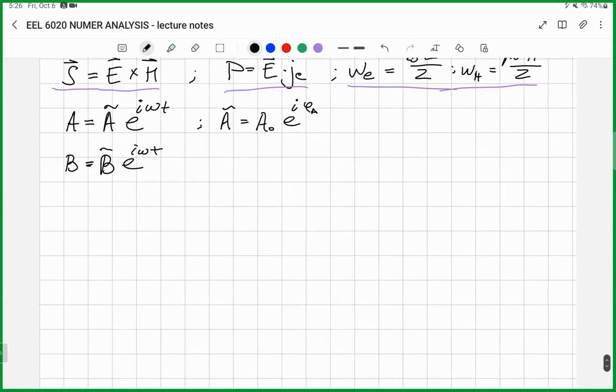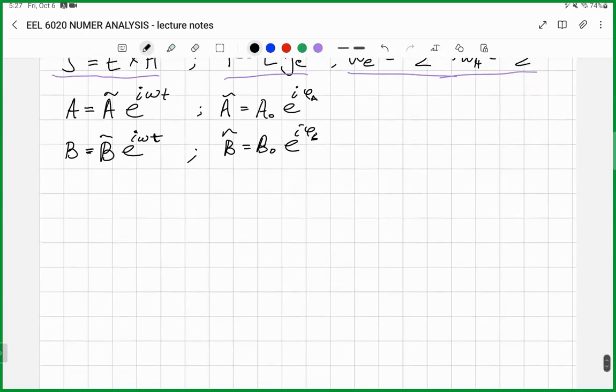Okay, and we are working in complex terms and writing the quantities in this complex form, we always have to remember that the actual physical quantity is the real part of the quantity, right? So we have to write the real part, for example, real part of A and real part of B.